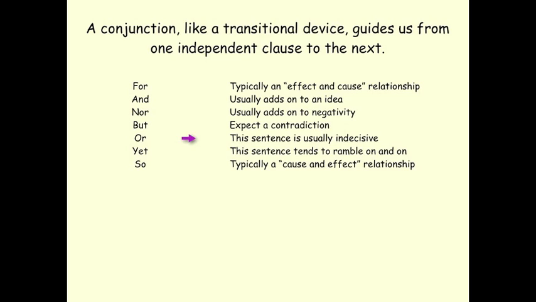The conjunction or is a sentence that is usually very indecisive. The yet conjunction can also be a contradiction, but also tends to ramble on a little bit. And the conjunction so typically creates a cause and effect relationship. So is pretty much the opposite of the for conjunction.